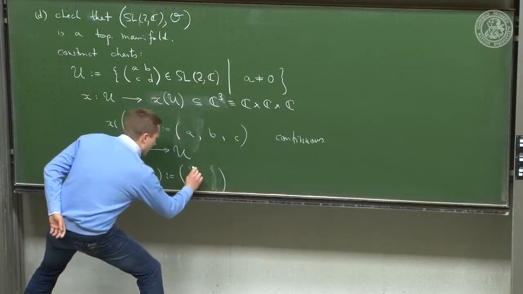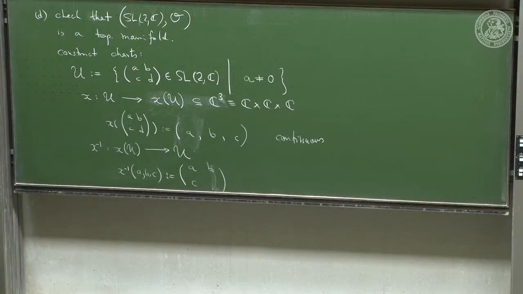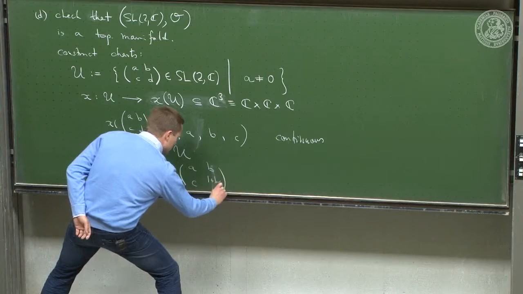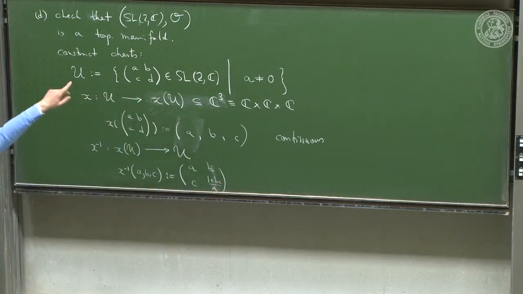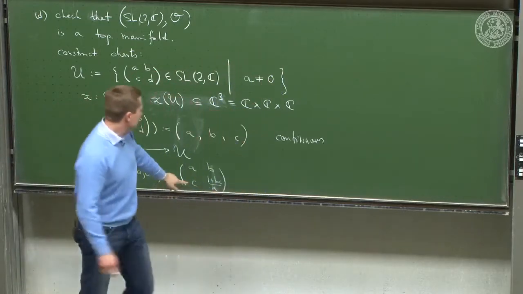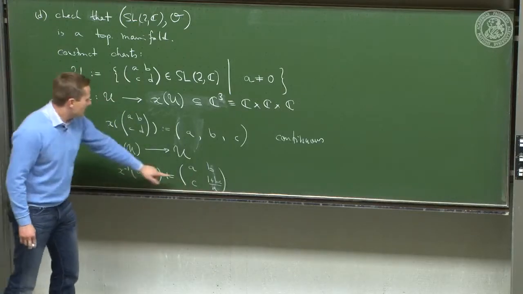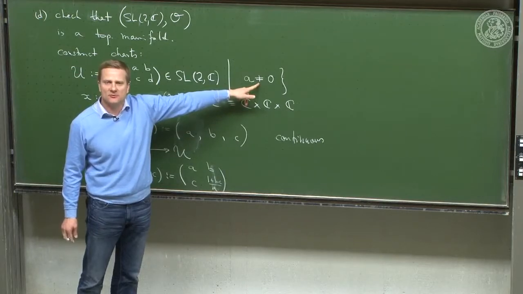And this must be A, B, C. I take them immediately. And the D I reconstruct as 1 plus BC over A. At least that's what I said. So I take this 1 plus BC over A is the D. And you see this only works because I restricted the chart to have A non-zero.